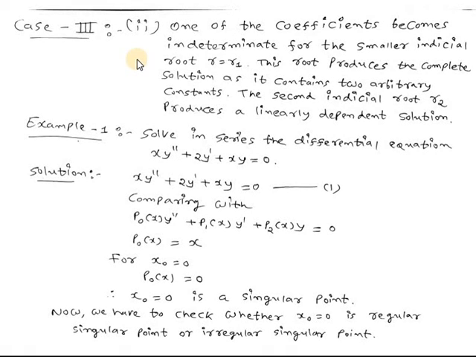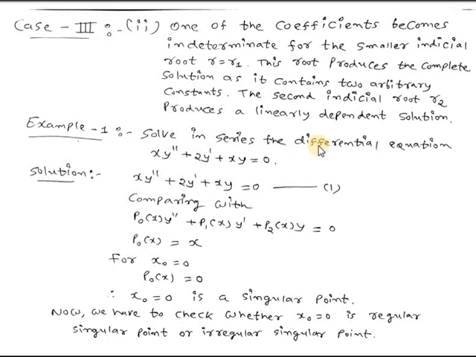Hello students, today we will discuss the second possibility of case 3 of the Frobenius method. That is, if one of the coefficients becomes indeterminate for the smaller initial root r equal to r1, then this root produces the complete solution as it contains two arbitrary constants, and the second initial root r2 produces a linearly dependent solution. Now let us discuss an example related to this case.